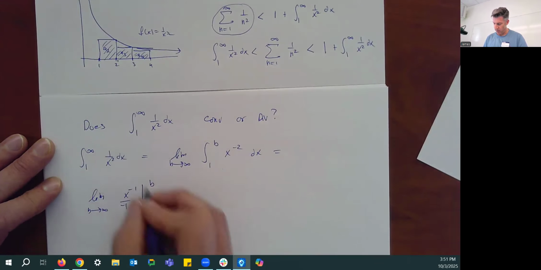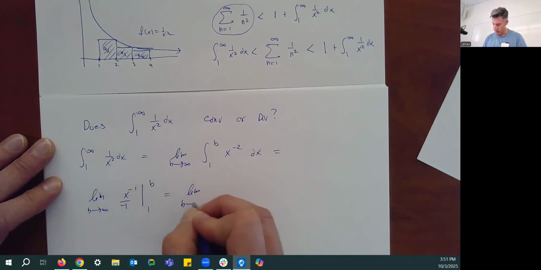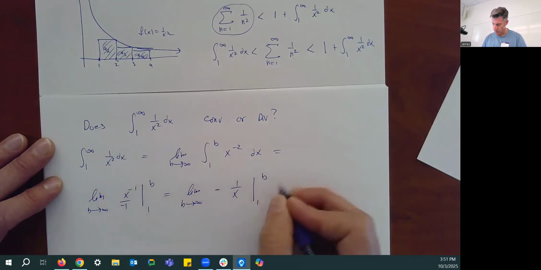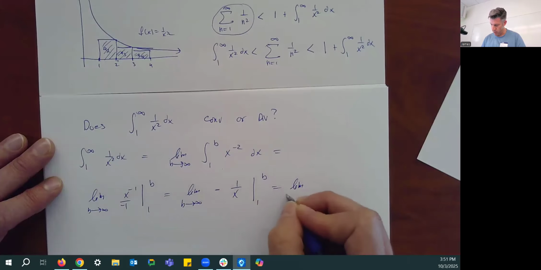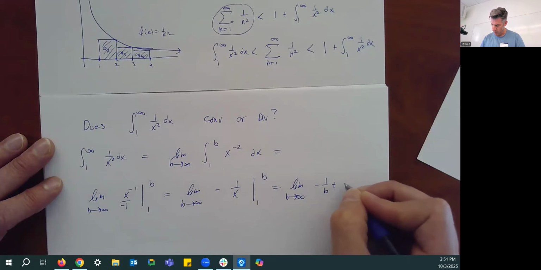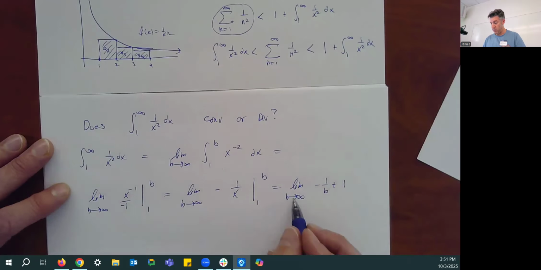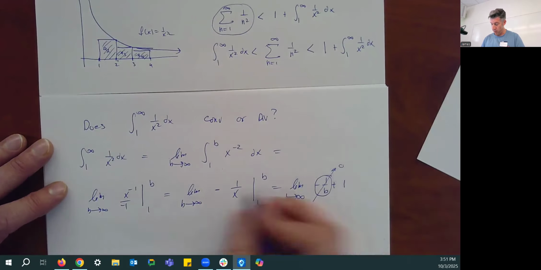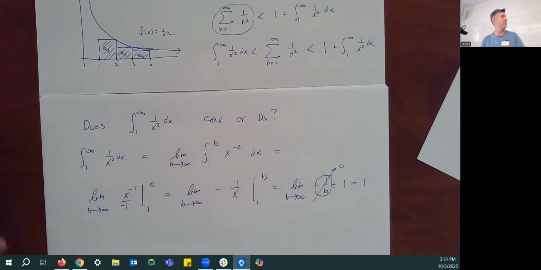I really would rather rewrite this as the limit as b goes to infinity of -1 over x from 1 to b. Plug in your limits of integration. You have the limit as b goes to infinity of -1 over b minus -1 over 1, which is plus 1. And then as b goes to infinity, this -1 over b goes to 0. So my integral converges to 1, which means my series also converges. Full stop, period. Not to the same value.